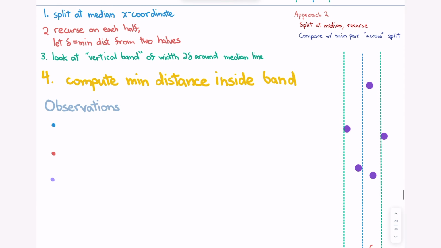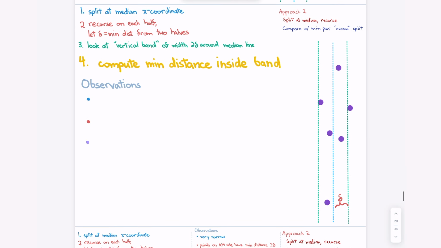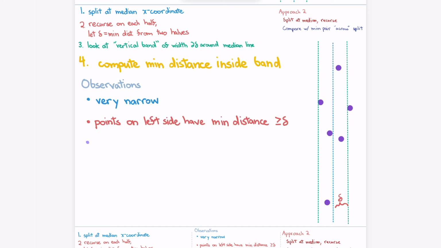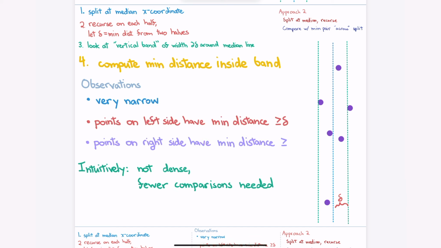Okay, this is a little redundant, so I'll go quickly. It's very narrow, the distances are pretty big, and you're hoping that not many comparisons are needed. I'm summarizing what we just said.